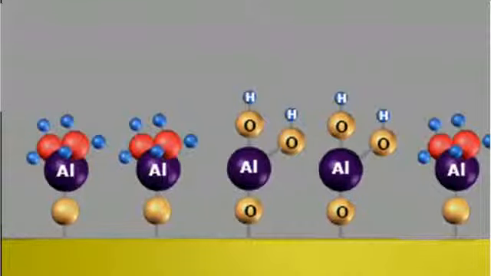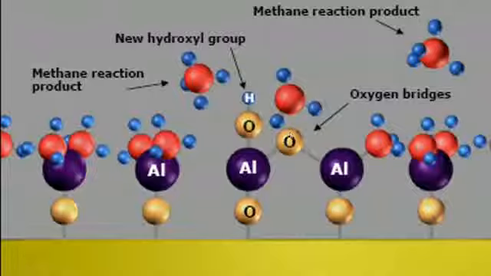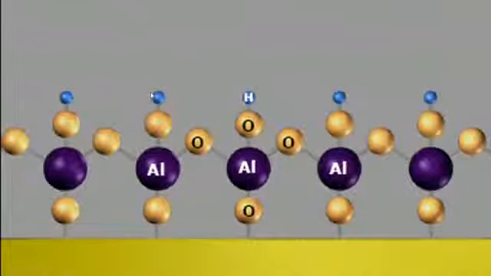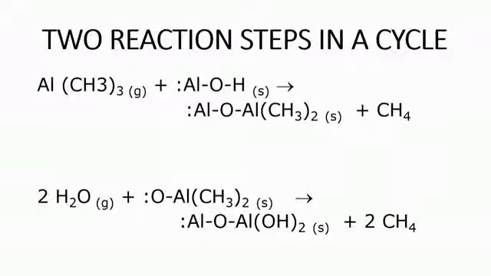Water vapor reacts with the dangling OH groups, and now the aluminium oxygen bonds are formed. The reaction product methane is pumped away, and the excess water vapor does not react with the hydroxyl surface groups. One cycle of ALD has been completed, and now the surface is waiting for a new pulse for another layer.